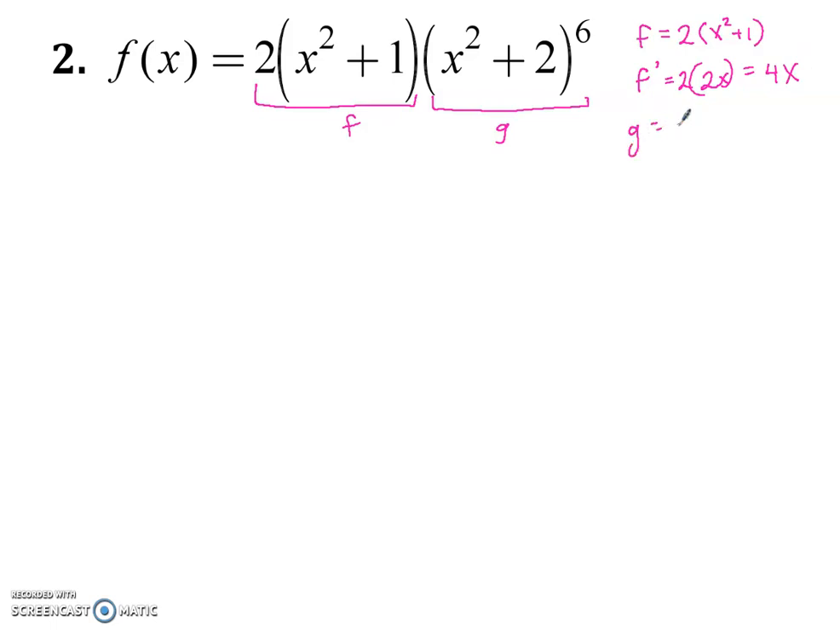Then for g, this time I have to do chain rule for g prime since there's an exponent on the outside. So g prime will be 6 times x squared plus 2, the inside part won't change, to the 5th. Then I multiply it by the derivative of the inside, which would just be 2x. And then I can go ahead and combine these two. So that'll be 12x times x squared plus 2 to the 5th.